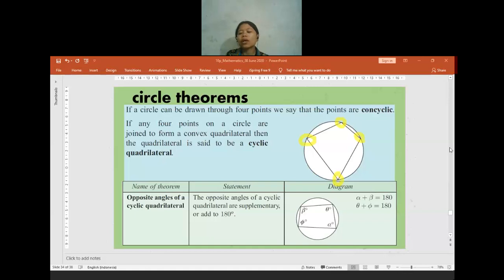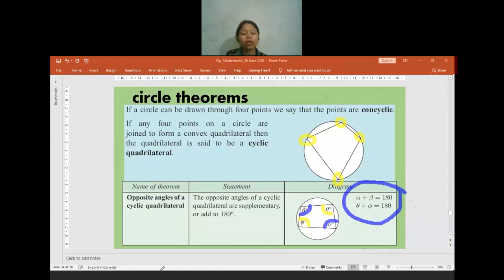For the cyclic quadrilateral, there is a unique property. For a quadrilateral, the total is 360, but it's not only like that. For the circle, there is something unique here. This and this, when we add them, will equal 180. The opposite angles in total will equal 180. So for alpha and beta, when we add them, the answer will equal 180.